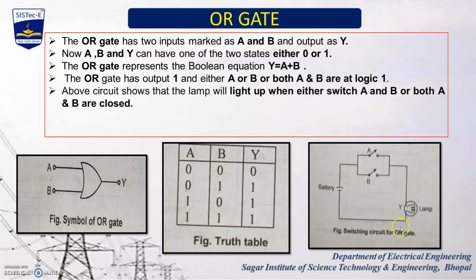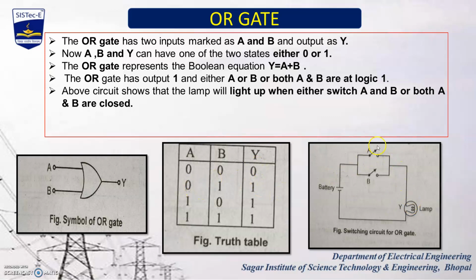With the help of this switching circuit diagram, you can easily understand. In this switching diagram, it looks like a battery is connected to the lamp by the switches, and two switches are connected in parallel to each other. These switches are A and B. In the first case, when A and B both are open, means it is considered as 0 0, then no current will pass from the battery to the lamp, and the lamp will not glow, means output will be 0.